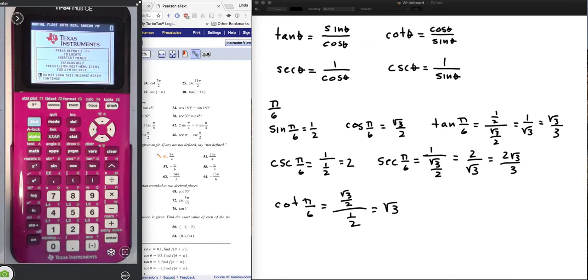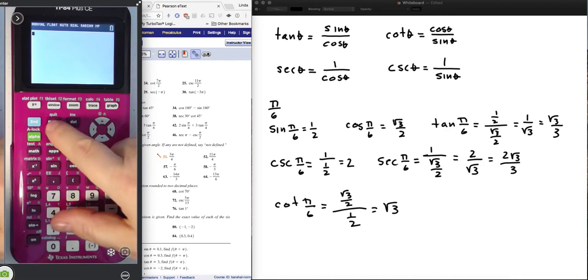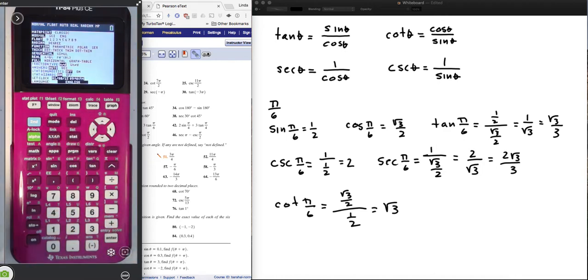The mode that your calculator is in is important here. If you hit the mode key right there, you'll see it's a little blurry, but right there it says radians or degrees. You need to make sure you're in the right mode for the type of angle you're dealing with. If I'm dealing with an angle in radians, I need to be in radians mode. If I'm dealing with an angle in degrees, then I need to be in degrees mode.